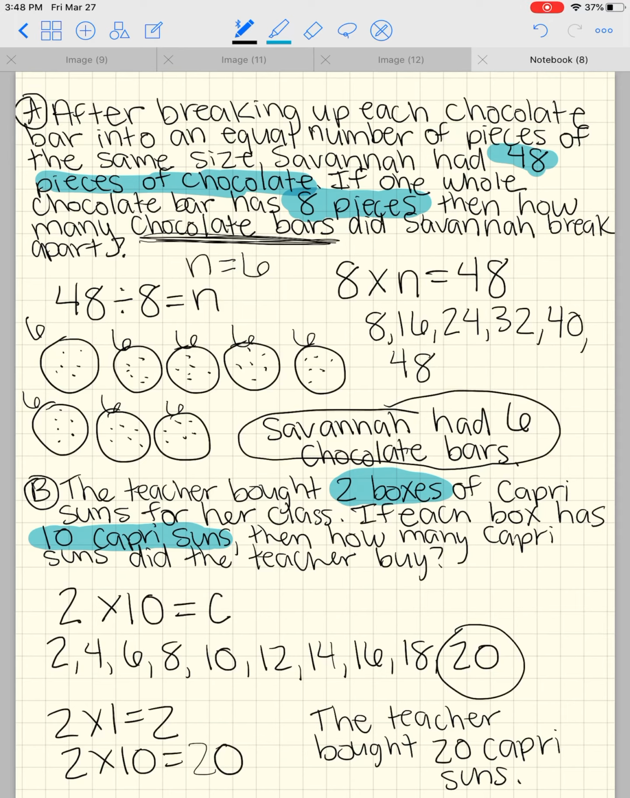If I'm given my total and I'm breaking it up into groups, that's division. But in part B, I didn't know my total. I knew my number of groups and I knew my size of my group. But because I did not know my total, that's how I knew it was multiplication. So really pay attention as you're going through your practice today, thinking, what is it that I'm trying to figure out? And is that going to be multiplication or division?